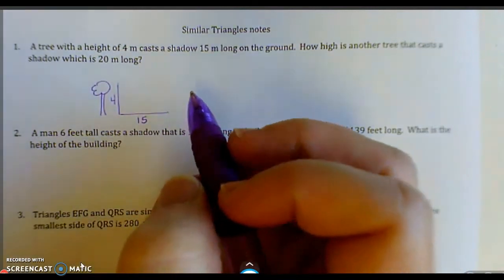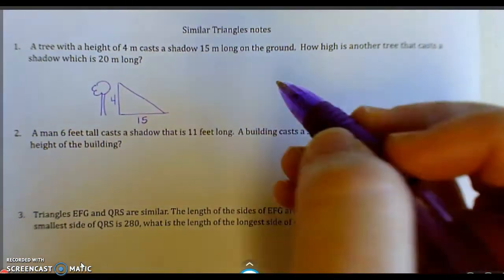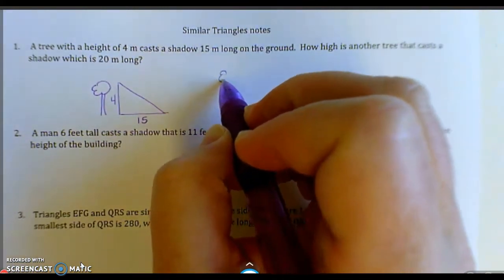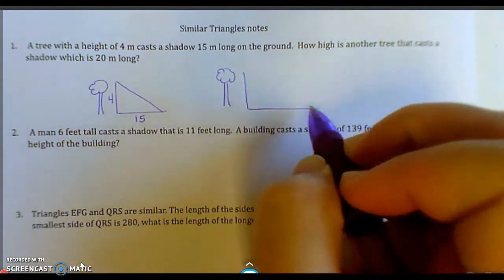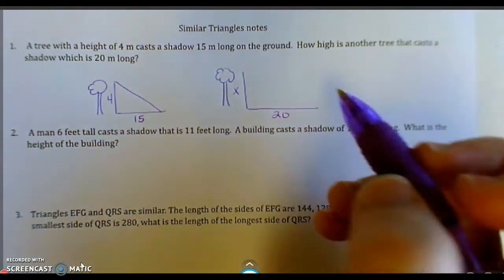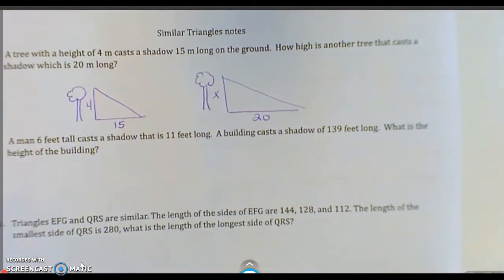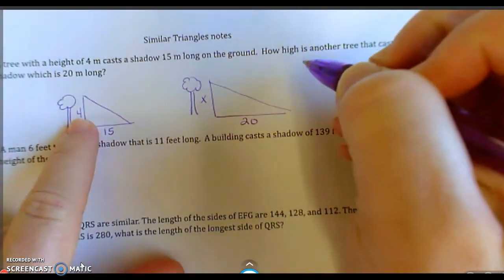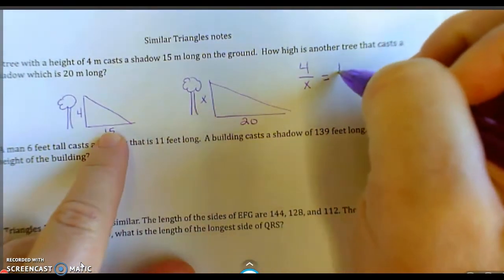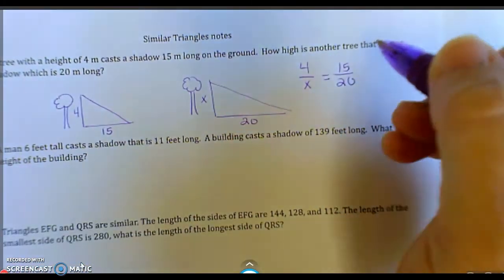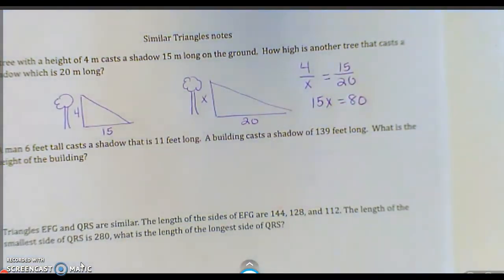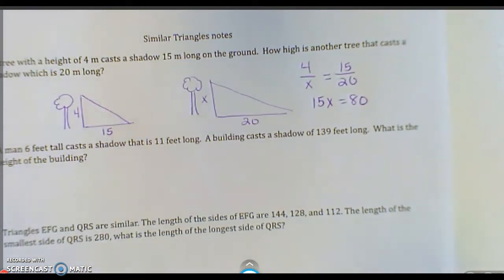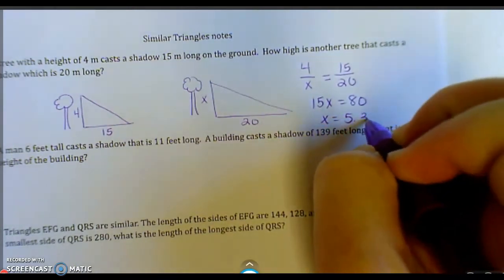Then we can make the triangle if we want to. It says we have this other tree that we're looking at. I'm drawing it taller just because the shadow is a little bit longer. So the shadow is 20 meters, and we're looking for the height. Now that you have these two triangles, it's easy to tell that we just make a proportion and solve. So 4 over x equals 15 over 20. Cross multiply and solve, so you have 15x equals 80. You're going to divide both sides by 15. So 80 divided by 15 is 5.33.